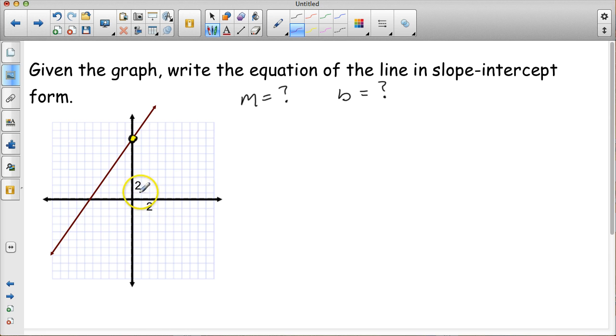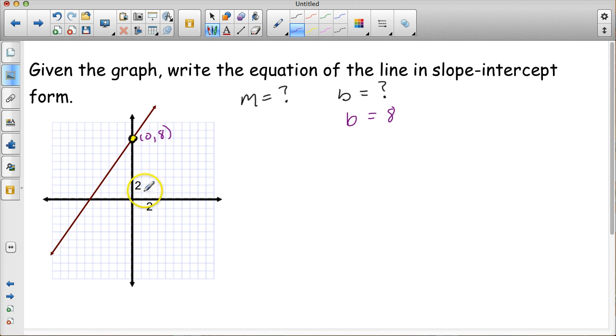If I notice my scale on my graph, every line represents 1 because I have this line here. That's 1 on the y-axis, and the next one is 2. So that's how I know I'm counting by ones. So this is 3, 4, 5, 6, 7, 8. So my y-intercept b is equal to 8. This point right here is the point (0, 8).